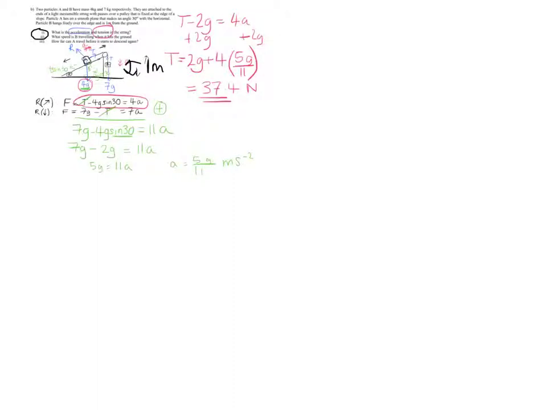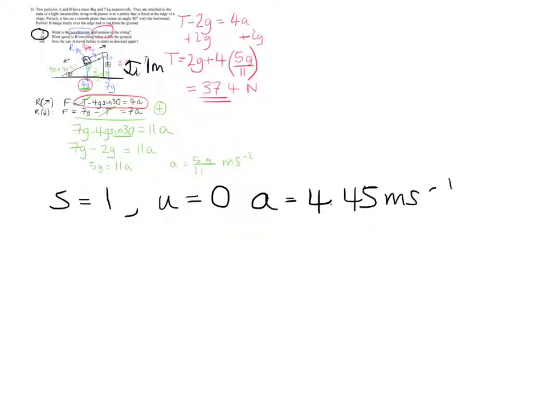So we're using SUVAT. S equals 1. U equals 0 because it started from rest, so we're thinking about what's changed since it was released from rest. A, we just found, is 4.45 ms to the minus 2, and we're looking for V. So we use V squared equals U squared plus 2AS, and then we use that to find V. That's part 2.